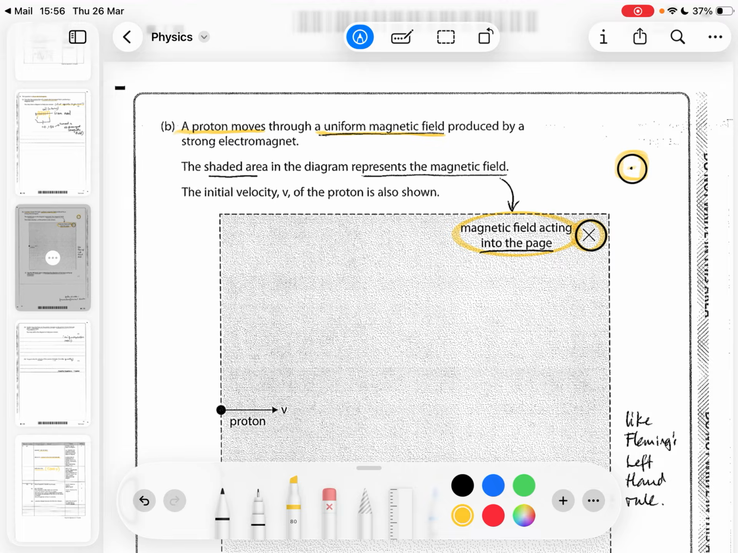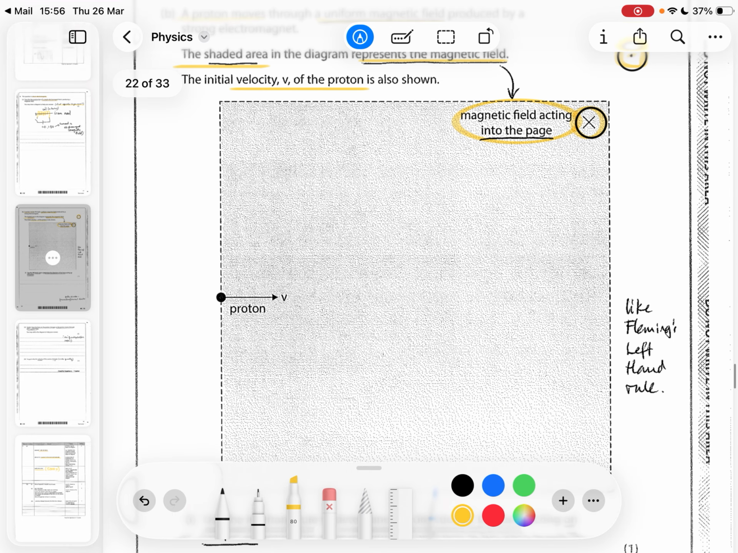Then it says the shaded area in this diagram, the grey area, represents the area of the magnetic field, and the initial velocity of the proton is shown. So the proton is going this way initially, and then you use Fleming's left-hand rule, where the proton is equivalent to the current direction because it's a positive charge, and the conventional current is the direction that a positive charge would move. So the second finger has C in it. The current is the second finger, so you put your second finger in the direction of the current.